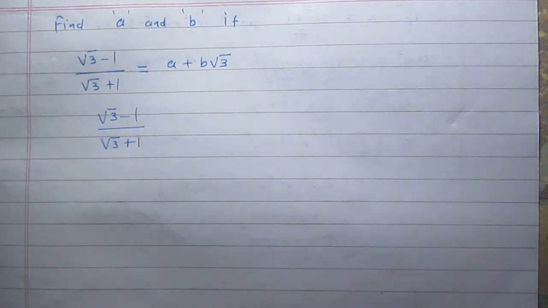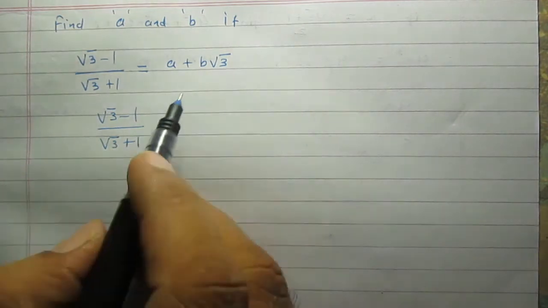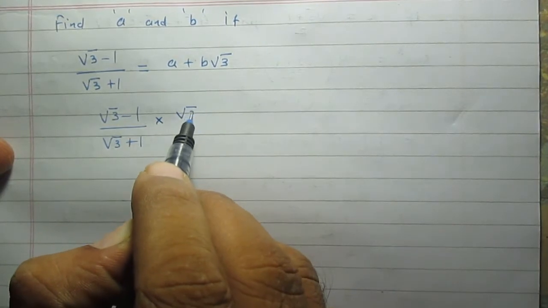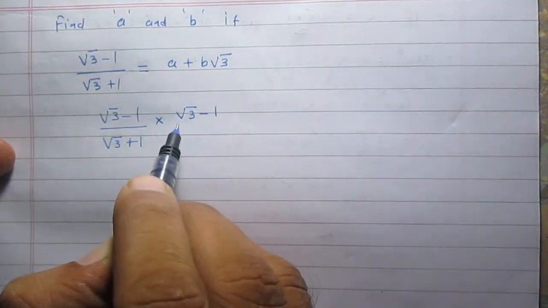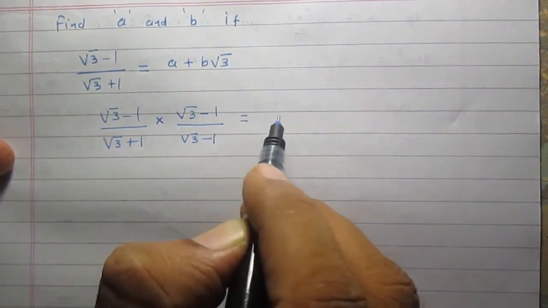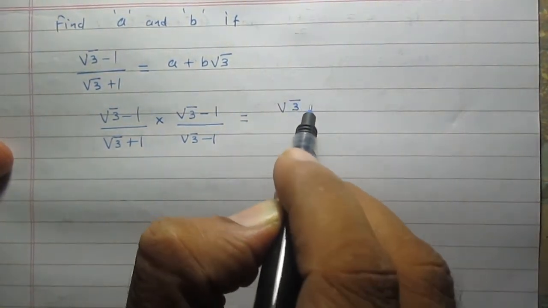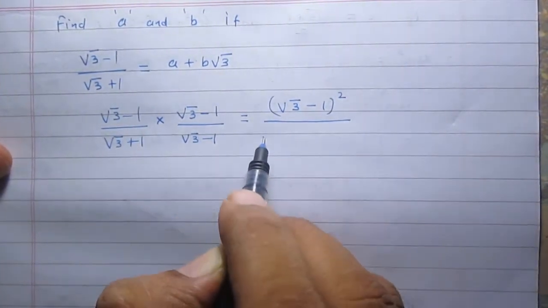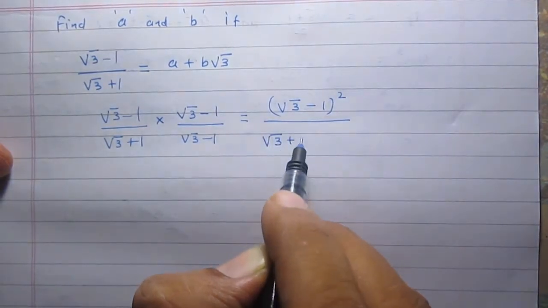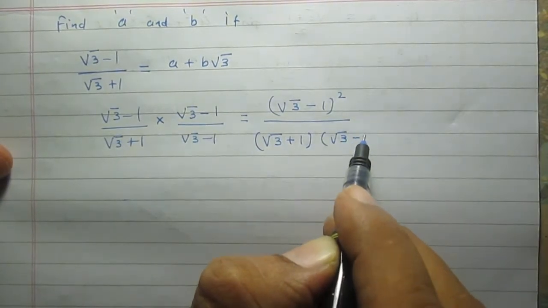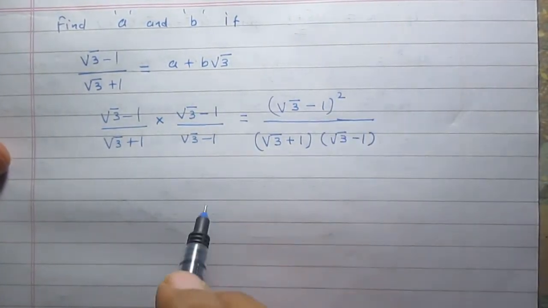We are to rationalize this term. In order to rationalize this expression, we will have to multiply the numerator and denominator both by square root of 3 minus 1. Doing so, we will get (square root of 3 minus 1) whole square in the numerator and the multiplication of square root of 3 plus 1 and square root of 3 minus 1 in the denominator.